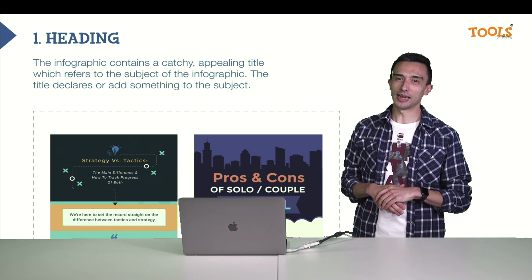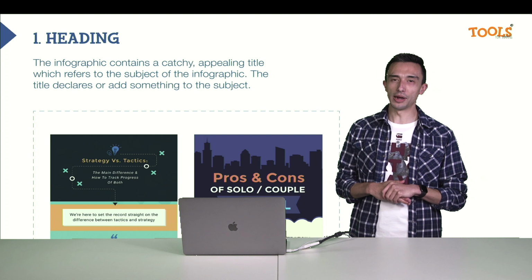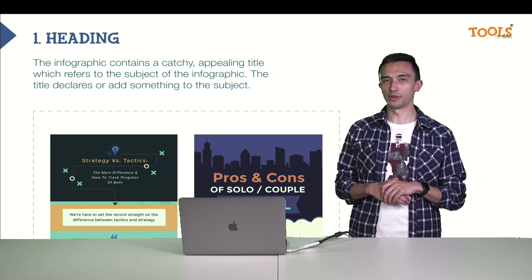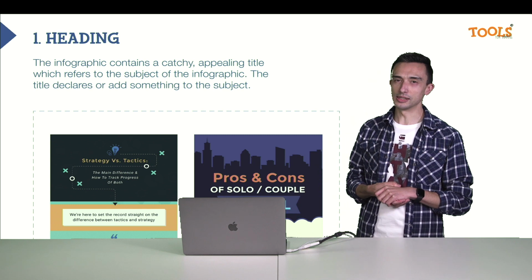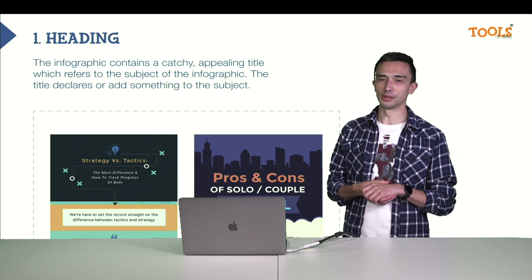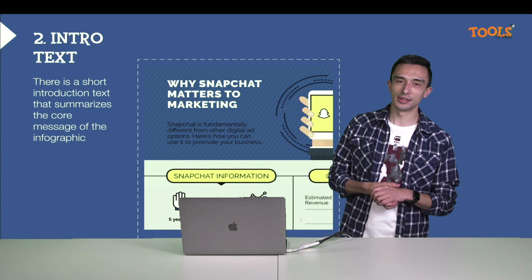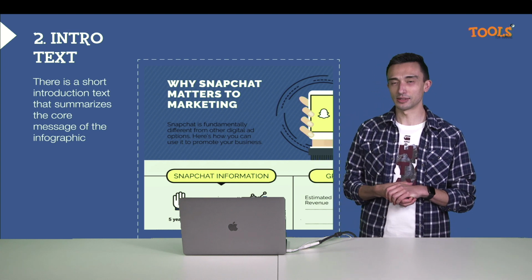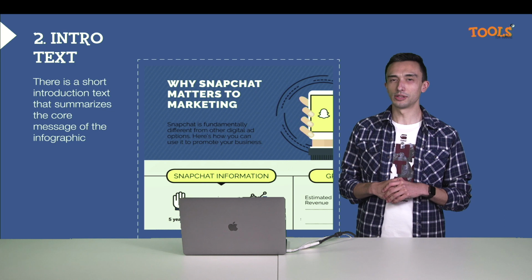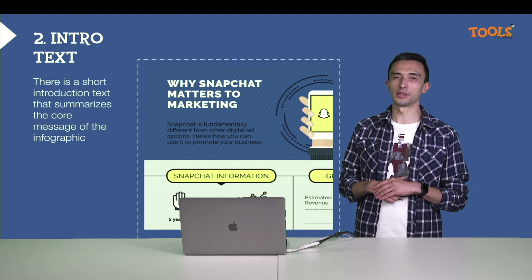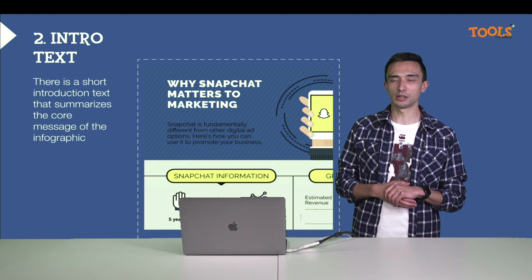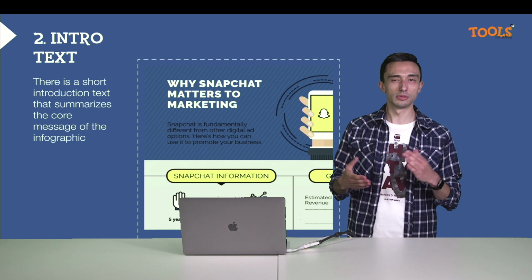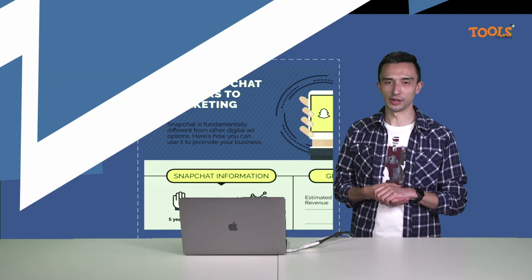Make sure that the title tells you a little bit about the contents of your infographic, and make sure that it is an attractive title that immediately grabs the attention of the reader. Okay, next thing. Below the title, you should put a little intro text. And the intro text also needs to be a little summary of what your infographic is about. So after reading the intro text, you know the story of your infographic.